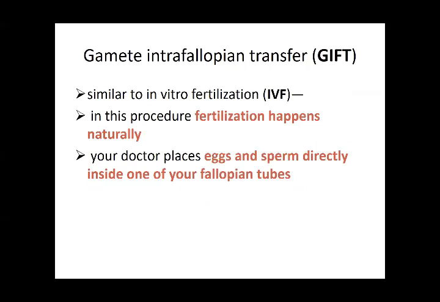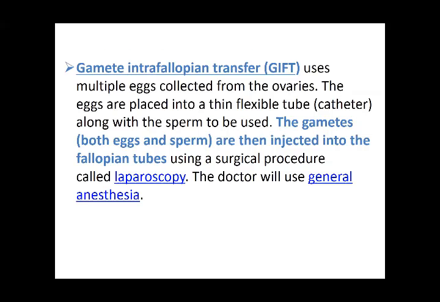Then the gamete intrafallopian transfer, GIFT, similar to in vitro fertilization, produces fertilization naturally. The doctor places the egg and the sperm directly into your fallopian tube. Multiple eggs are collected and placed into a thin tube. These gametes are then injected into the fallopian tube using a surgical procedure. General anesthesia will be given. So they implant that.